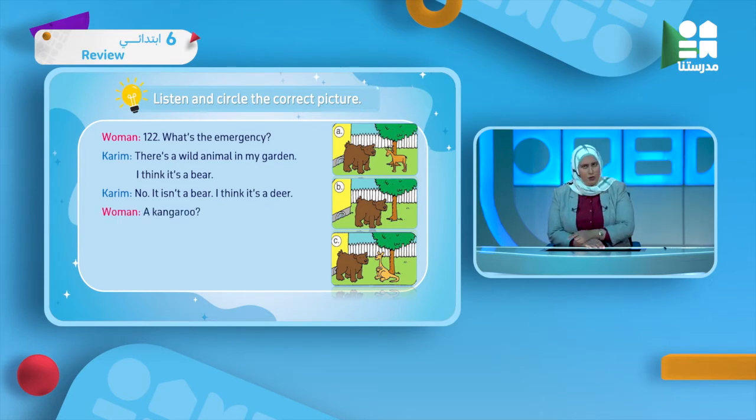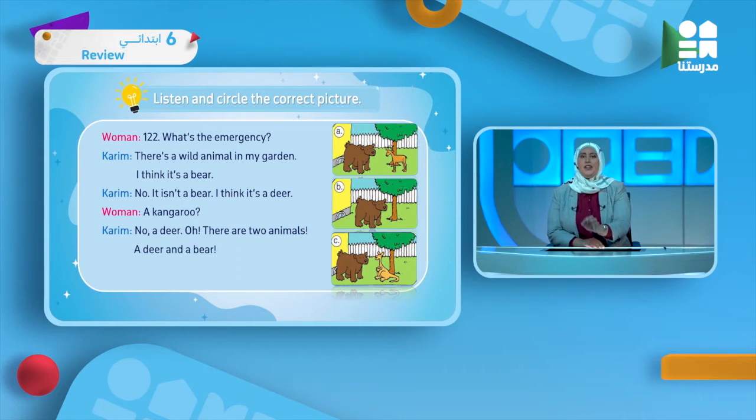Woman, a kangaroo. She cannot hear him well. A kangaroo? No, a deer. Oh, there are two animals. So are we talking about one animal or more than one? He says there are two animals. A deer and a bear.